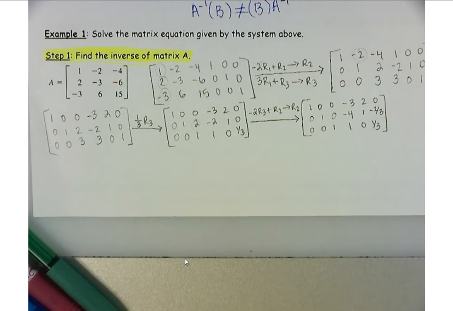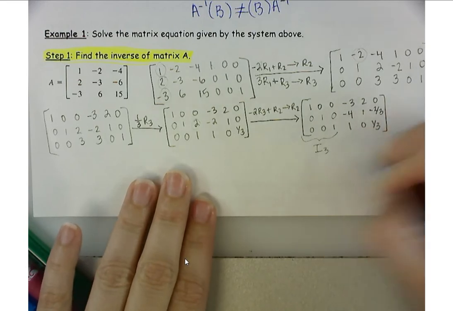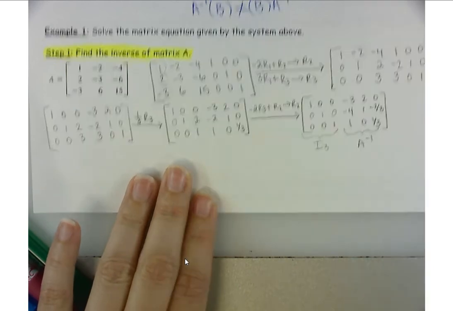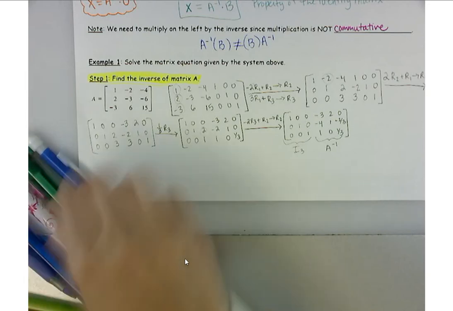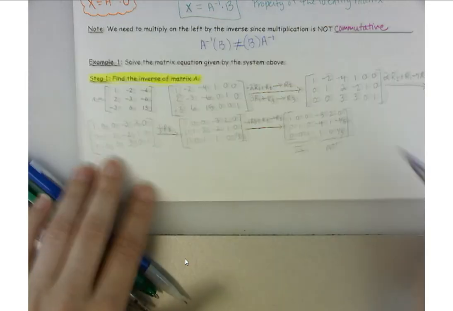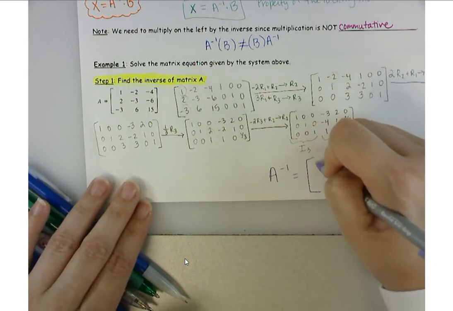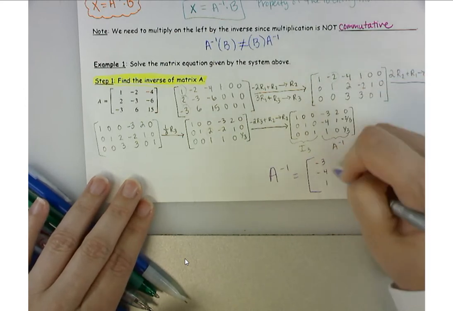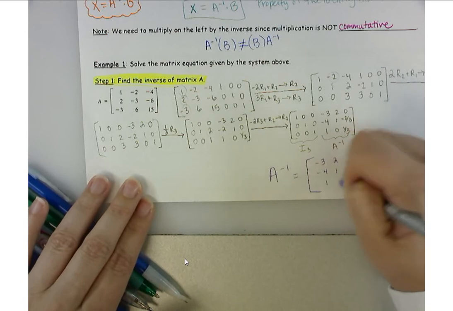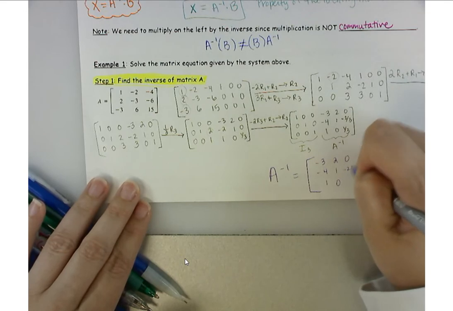Right? Now we can see on this side you have the identity, right? Which means this side is now A inverse. So let's write out what our A inverse is. Okay, so the inverse of A is going to be negative 3, negative 4, 1, and then 2, 1, 0, 0, negative 2 thirds, 1 third.